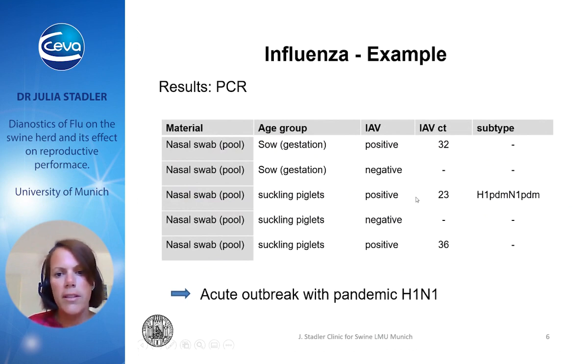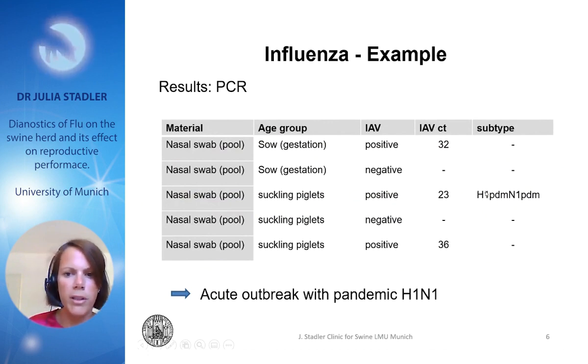However, you can see that even in an acute case, not all samples are positive. Here in this case, just 3 out of 5 samples were positive, and subtyping was only possible in one sample. We couldn't subtype the other 2 positive samples due to a low virus load, here represented by a high CT value. So high CT value means low virus load.